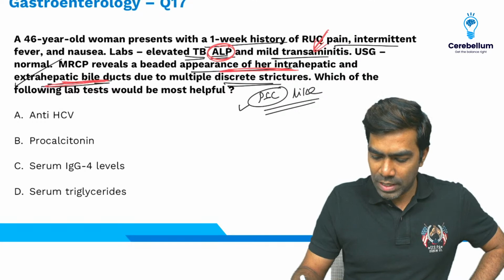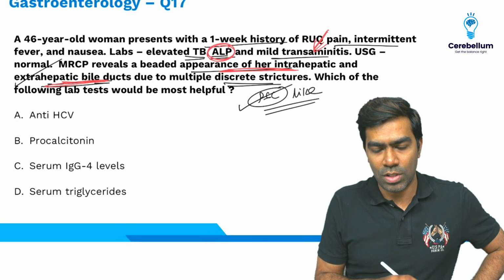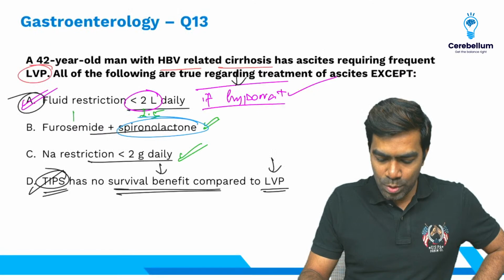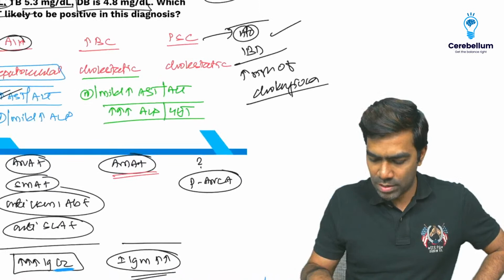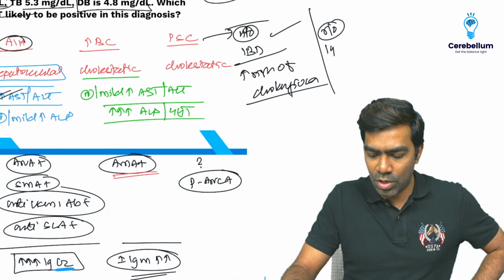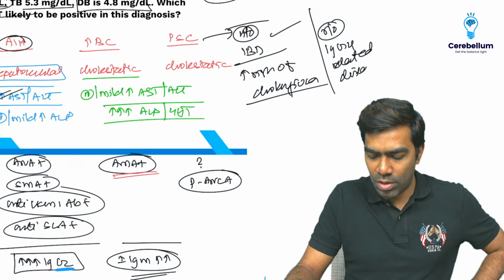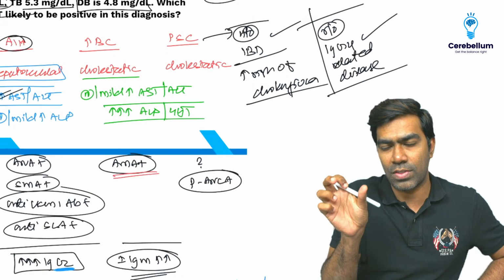One of the important things that you have to rule out in the setting of primary sclerosing cholangitis is IgG4 related disease. That's very, very important, because a proportion of patients, I didn't write that here, so let me write that here. A proportion of patients with PSC may have an underlying IgG4 related disease. So, whenever you make a diagnosis of primary sclerosing cholangitis, before confirming it's PSC, rule out IgG4 related disease, because a proportion of patients with IgG4 related disease may present like primary sclerosing cholangitis.